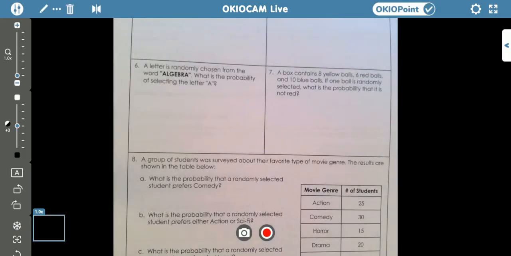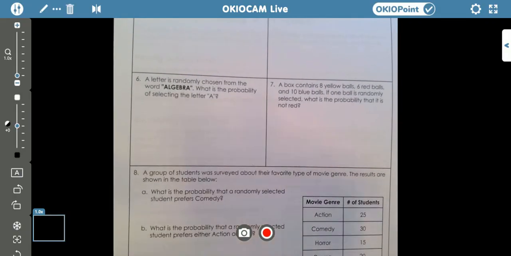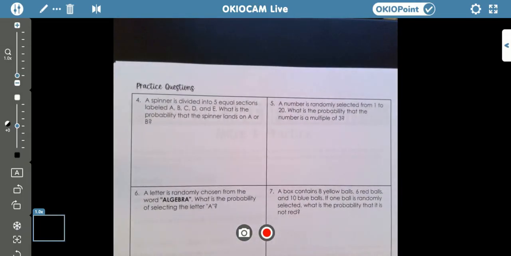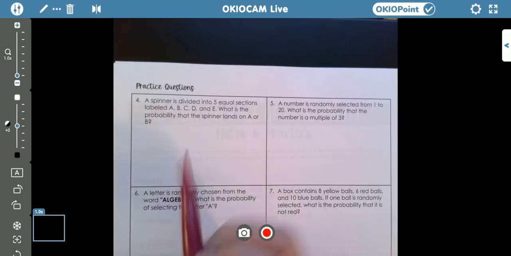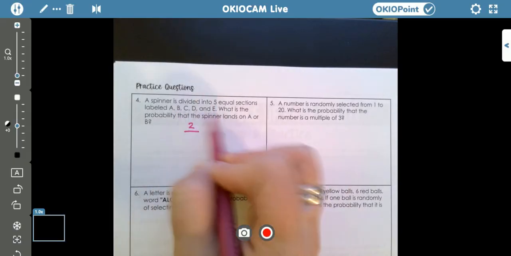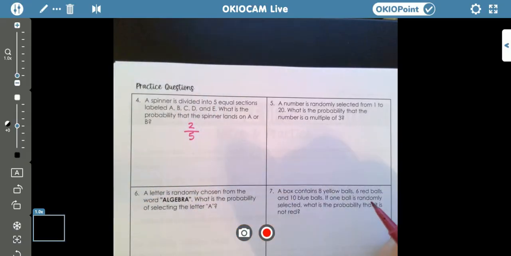All right, looking at a couple more examples here. A spinner is divided into 5 equal sections labeled A, B, C, D, and E. What is the probability that the spinner lands on A or B? Well, A or B, there's 2 of those options out of 5 options total.